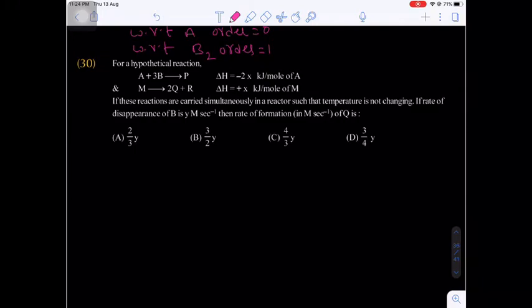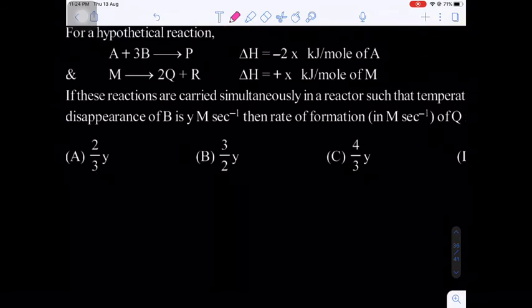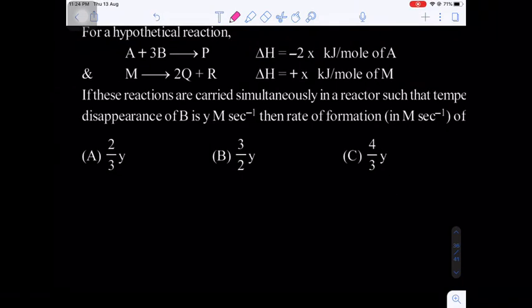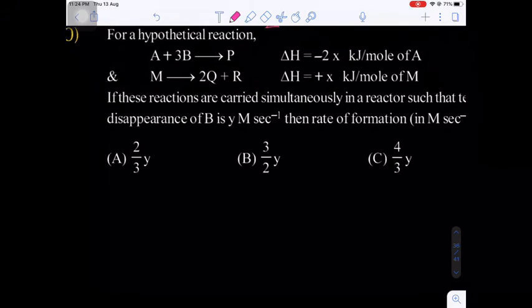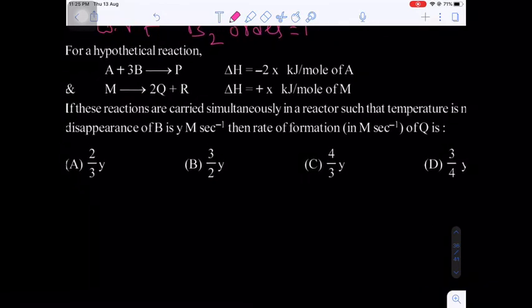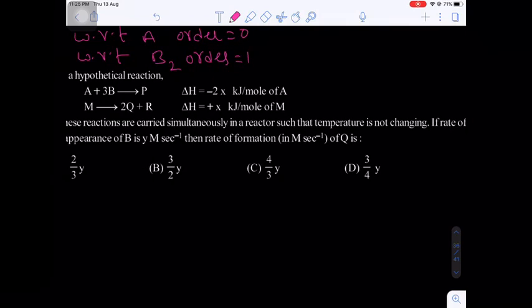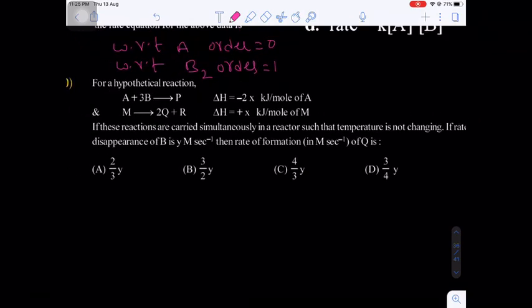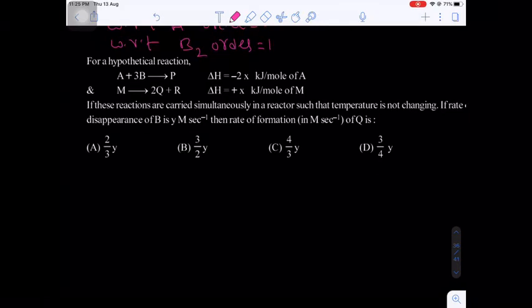Now here is question number 30. For a hypothetical reaction, A plus 3B gives P, delta H is minus 2x kilojoule per mole, and A and M give 2Q plus R, delta H is equal to plus x kilojoule per mole. If the reactions are carried out simultaneously in a reaction such that the temperature is not changing, and the rate of disappearance of B is Y, then the rate of the formation of M will be.